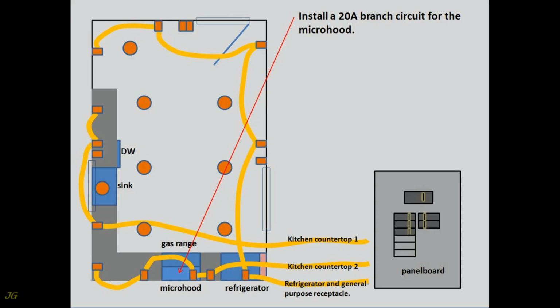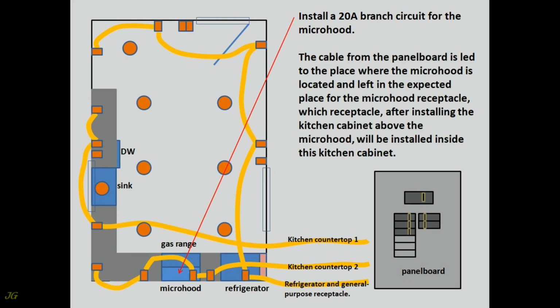Install a 20 amps branch circuit for the microhood. The cable from the panel board is led to the place where the microhood is located and left in the expected place for the microhood receptacle, which receptacle, after installing the kitchen cabinet above the microhood, will be installed inside this kitchen cabinet.